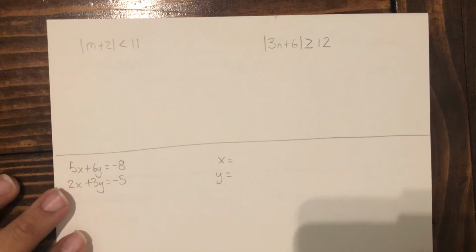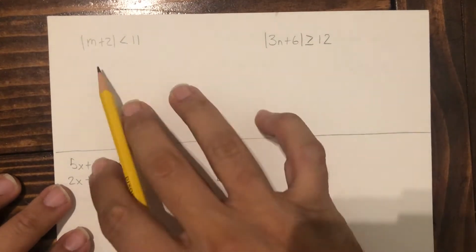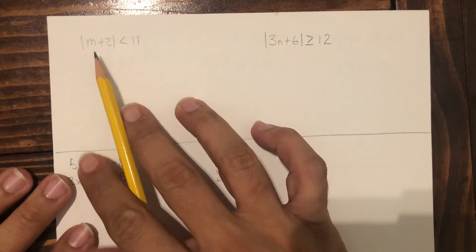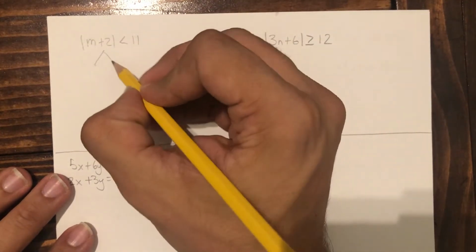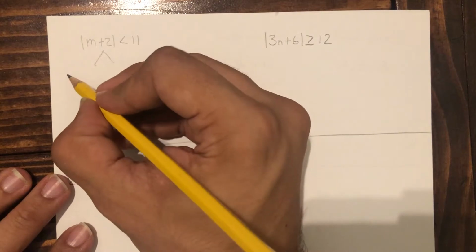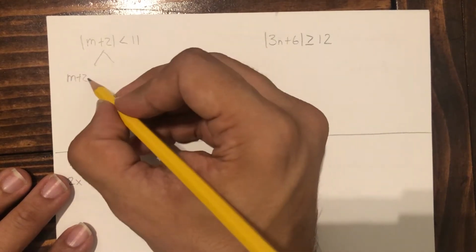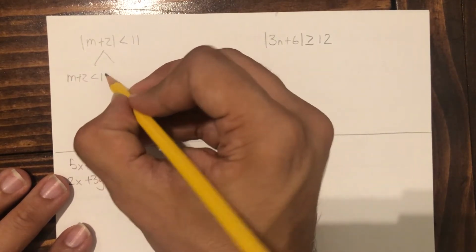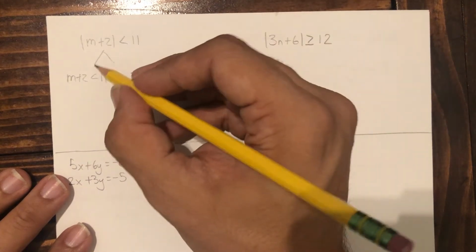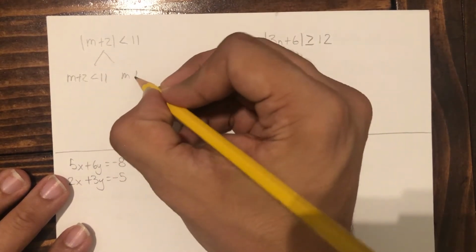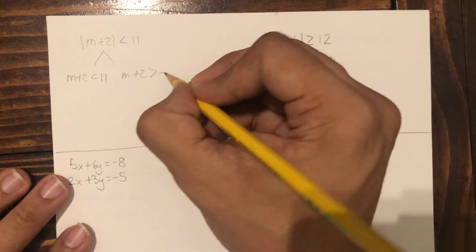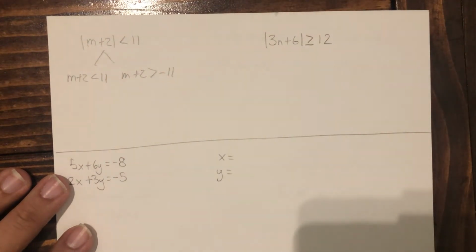Here we go. Perfect. So here's another one. This has two solutions. You should know that already. So m plus 2 is less than 11, and m plus 2 is greater than -11. Okay?